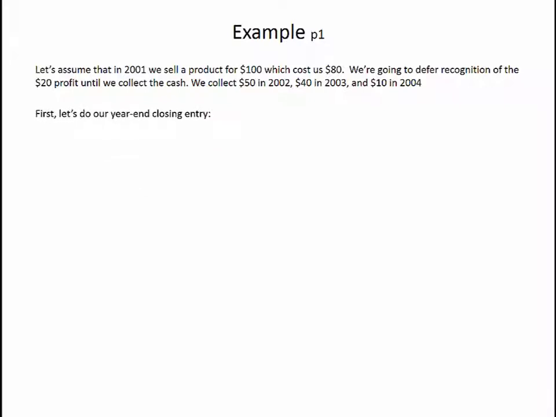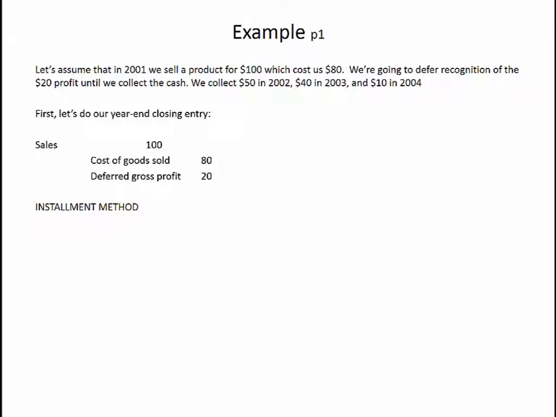First, let's do our year-end closing entry. Now, normally, we take our revenues and expenses and close them to income summary, and they go to the income statement and thence to retained earnings. Instead of doing that, we're going to close sales and cost of goods sold to a deferred gross profit account. So that $20 gross profit is going to go to the balance sheet rather than to the income statement.